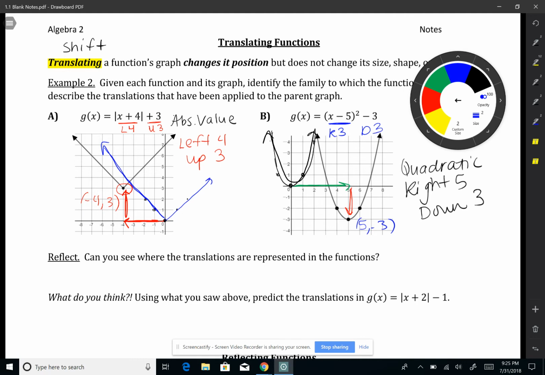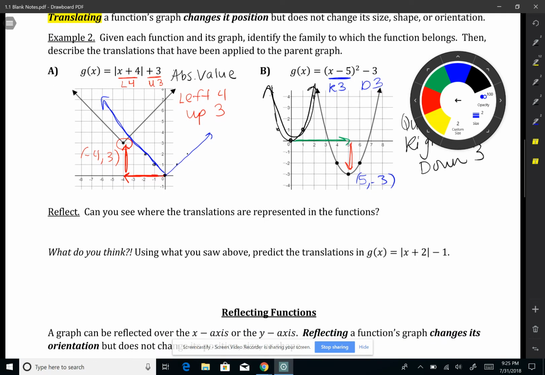So let's use what we just learned there. It says, what do you think? Using what you saw above, predict the translations in g of x equals the absolute value of x plus 2, then minus 1. I'm looking inside, and anything that's happened inside the function or parentheses has moved right or left, and we just talked about how they go the opposite direction than what they say. So if this says x plus 2, I'm going to think opposite, negative 2, and guess that it's going to move left 2.